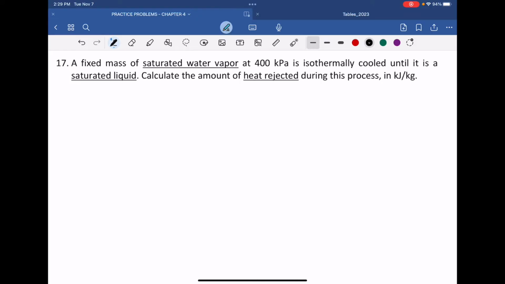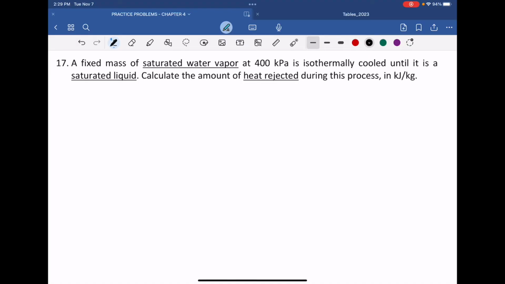So what I would do is, first of all, they are not telling us if this is a piston cylinder device or a rigid tank. So that is tricky because we need to know. And I think in that sense, this problem statement is not very clear.